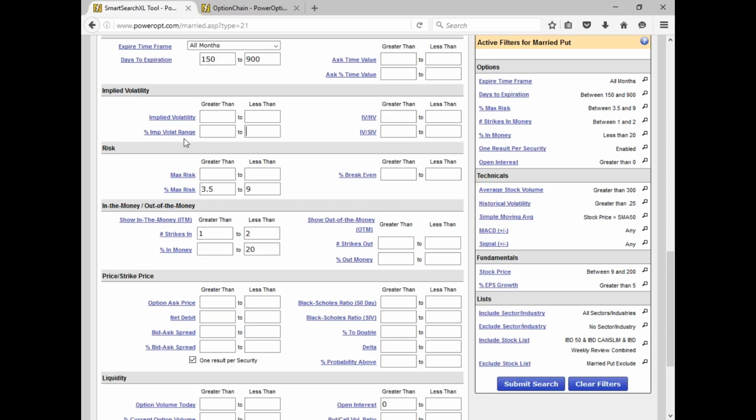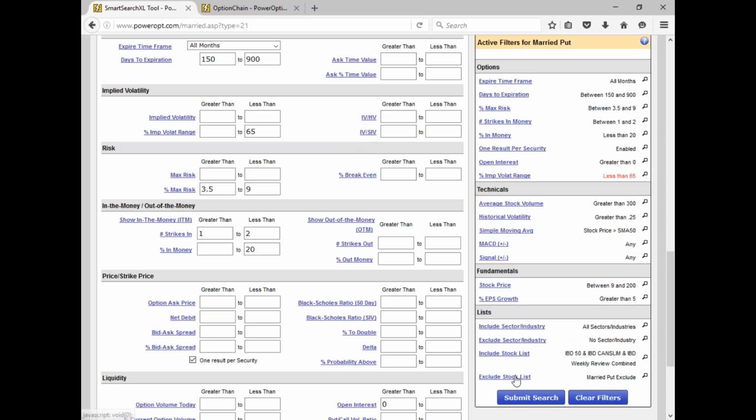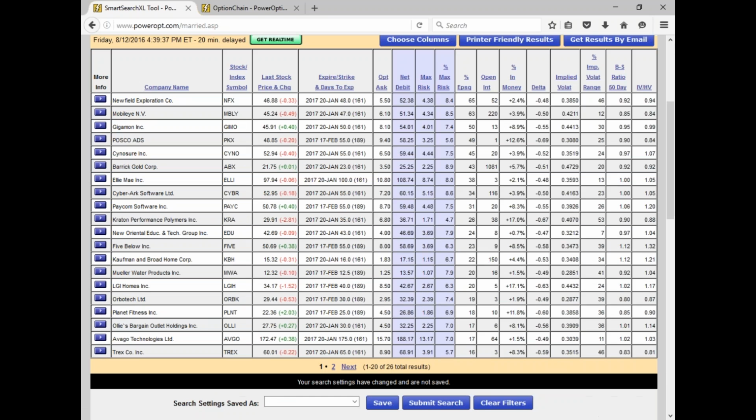So from that moment on, what I started doing is using the percent implied volatility range, and I typically look for a percent implied volatility of less than 65% when I'm getting into a married put. So I know that the puts that I'm getting into are in the lower range of their implied volatility, and I'm not getting hurt with that volatility crush.